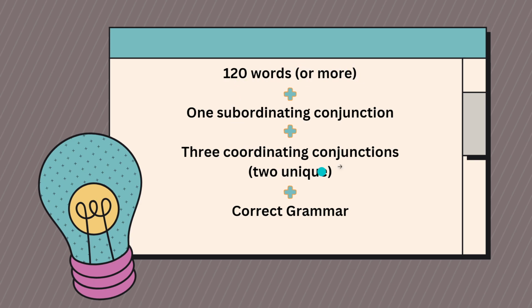As I've uploaded sample responses, I've discovered that a good response is usually about 120 words. You can write more if you want, but it's probably not necessary. A good response usually contains one or more subordinating conjunctions, and I'll show you some examples in a moment. A good response usually contains 3 or more coordinating conjunctions, 2 of them unique. That is, you can repeat one of them a couple times.